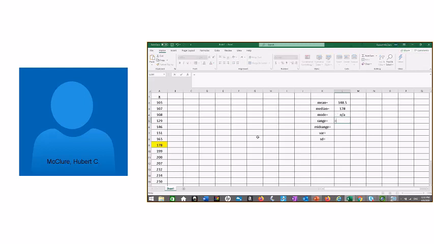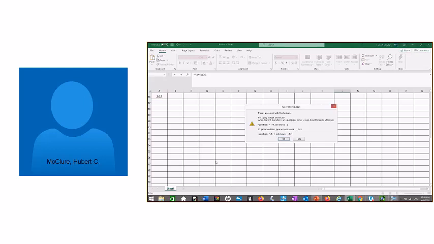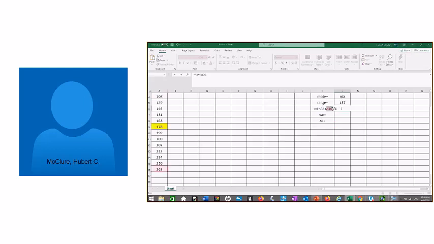Range is equal to the highest minus the what? Lowest. Mid-range is equal to the lowest plus the highest, or the highest plus the lowest, divided by 2. And I messed that up. Let's see. And divided by 2. That's not right. There we go.